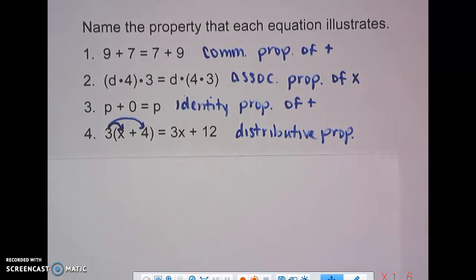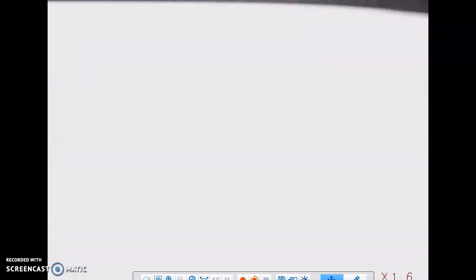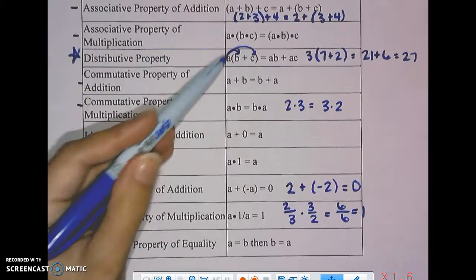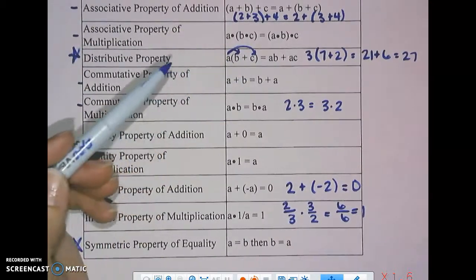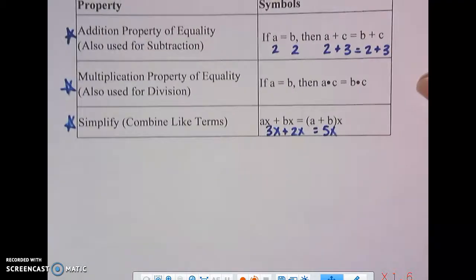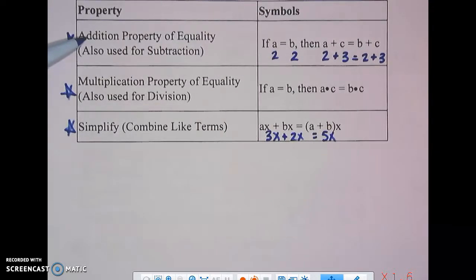So again, just to quickly recap with these, it's looking at those charts that we made, and it's seeing which ones are stated in the question. The important ones for us, distributive property. So if you have a number outside of parentheses and it goes inside, that's the distributive property, multiplying to the things. Symmetric property we're going to use when we're solving equations over here in the next few days. Okay. And then also with solving our equations, we're going to be using the addition property of equality, also for subtraction. Multiplication property of equality, again, also for division. And then simplifying is what you used to call combining like terms.